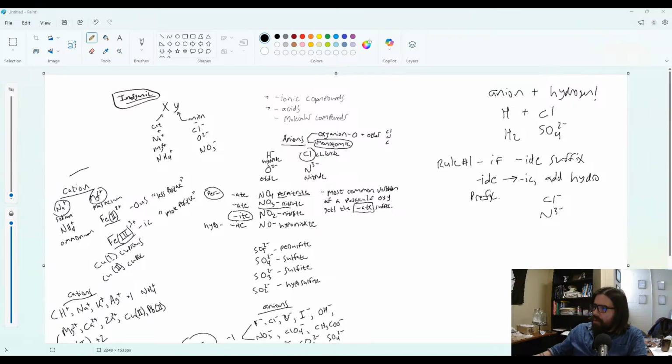Now, as always, the oxyanions start to make things a little bit more complicated, sadly. But they're not too bad. They could be worse. So here's rule 2.